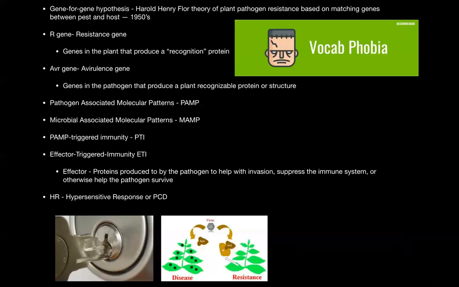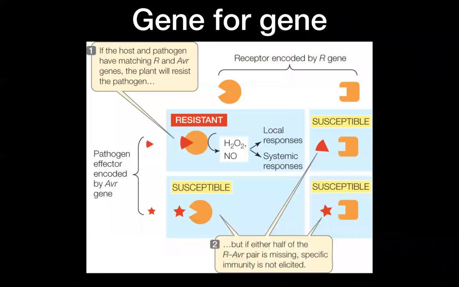And effectors are just proteins produced by the pathogens to help with the invasion, primarily produced to suppress the immune system or otherwise help the pathogen survive. Then we have HR, which we'll touch a little bit on. That's the hypersensitivity response, or PCD, which stands for programmed cell death, which can happen in the plant.